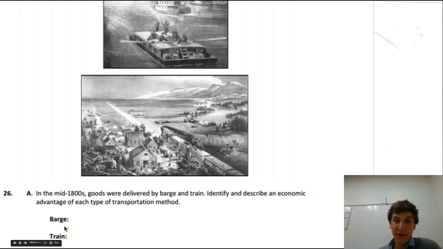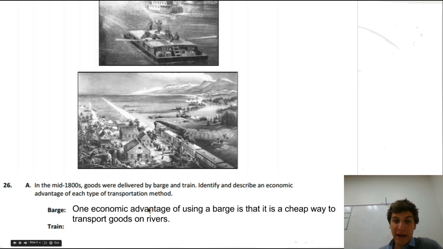So for barge, here's a barge up here on the river. I can see that from the picture. I could say one economic advantage of using a barge is that it is a cheap way to transport goods on rivers. So I started by restating the question, and then I answered the question. It's a cheap way to transport goods on rivers. But now what I need to do is to describe that economic advantage of each type of transport method. So this is my answer. I need to add something else. Which of these would be the best addition to the end of my answer?